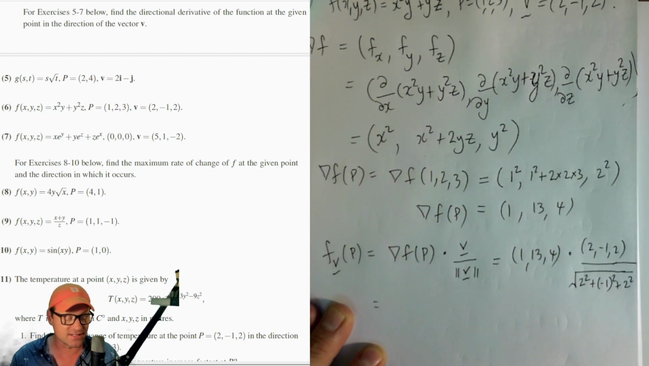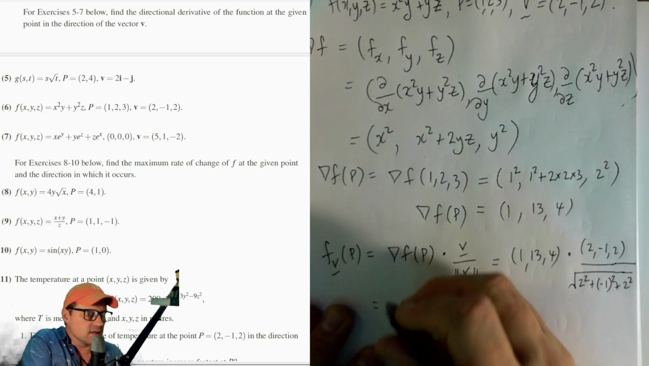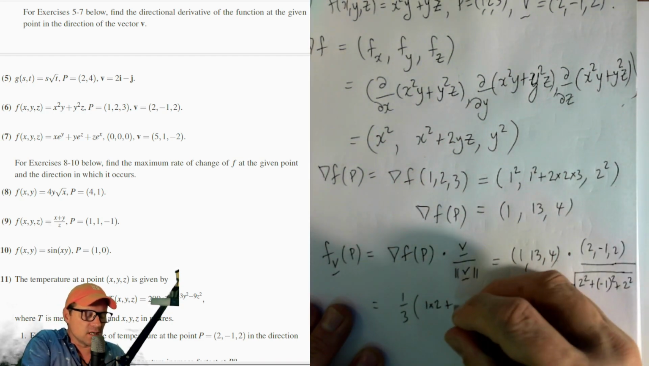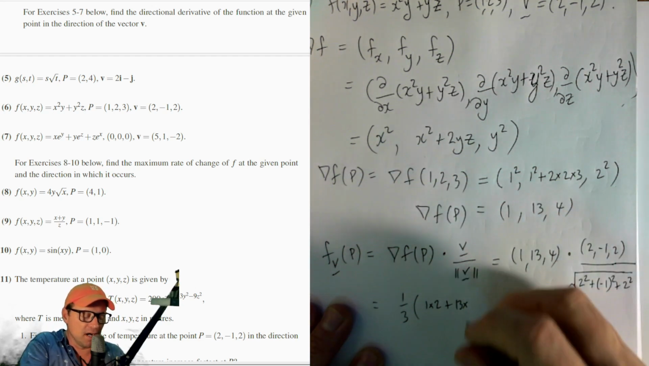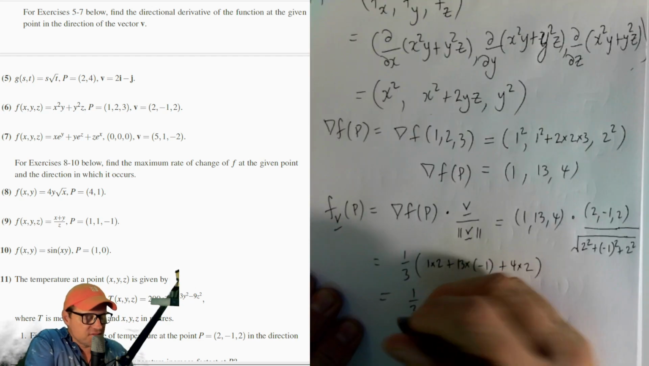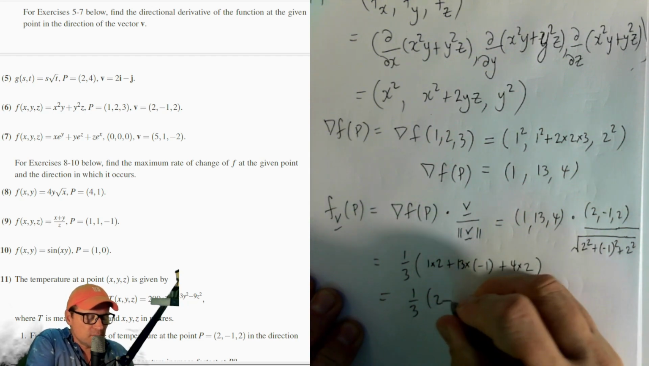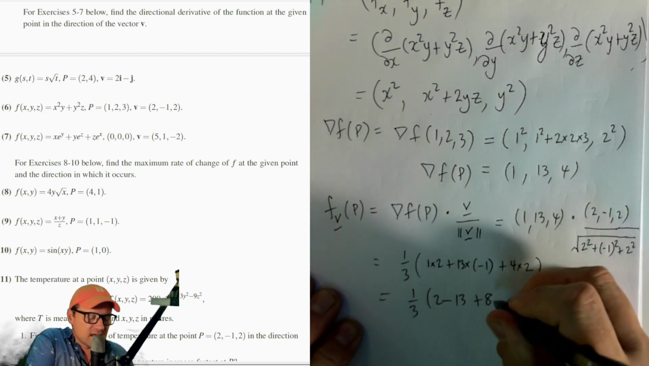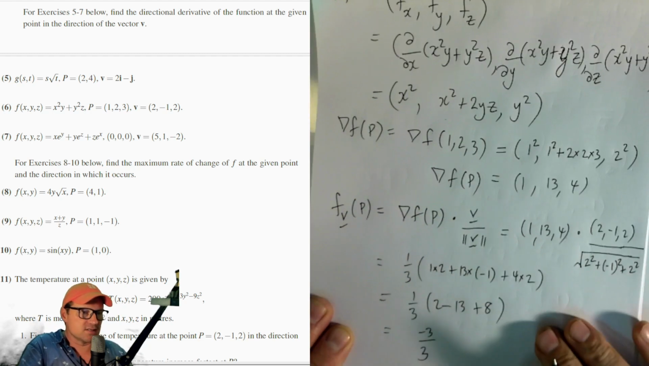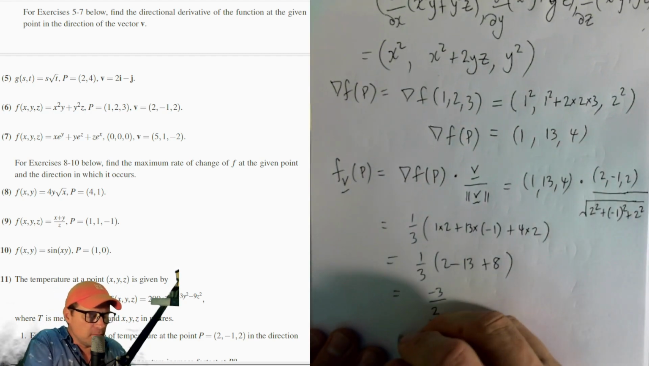The square root of 9 is 3. So move that 1/3 in front. And then in brackets, we have 1 times 2 plus 13 by minus 1 plus 4 times 2. So 1/3 of 2 minus 13 plus 8. So 10 minus 13 is minus 3 over 3. And so we get a slope of minus 1.